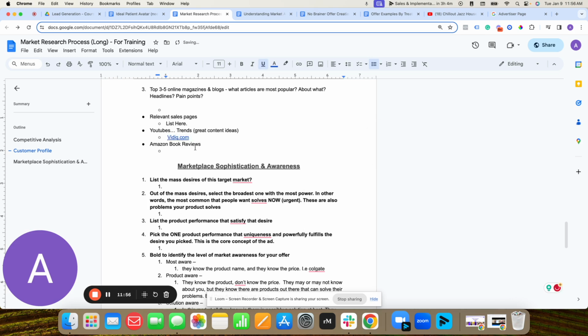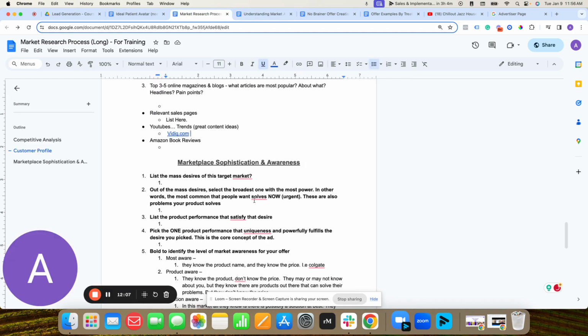Just the research platform. Amazon book reviews. Make a copy of this for yourself. Go through it. Now we're going to get into a bit of understanding our market even further, and where they're at in the decision-making process.